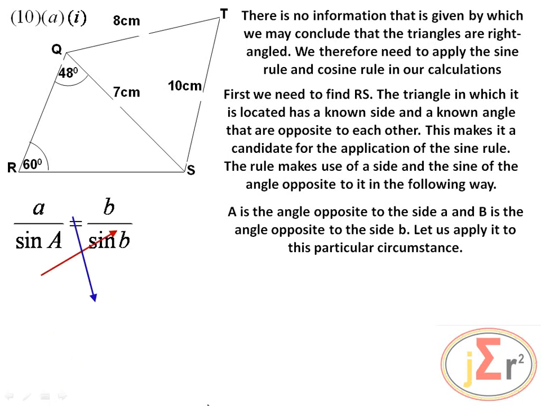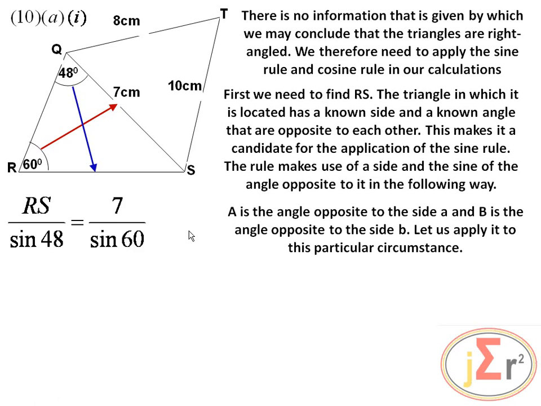So a is the side opposite to the angle A and b is the side opposite to the angle B. Of course, this may be written also with the sine of the angle up there and the side down here. But because we are attempting to find the length of a line, it is better for us to write the statement of the sine rule in such a way that we have the unknown in the numerator on the left hand side.